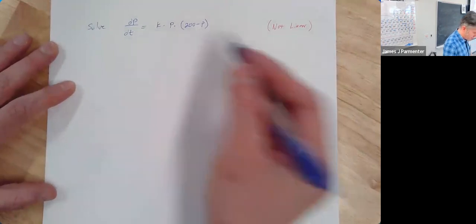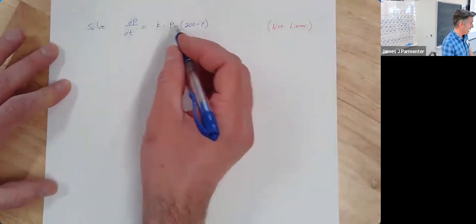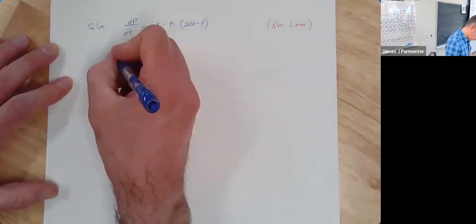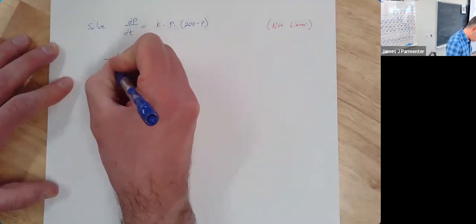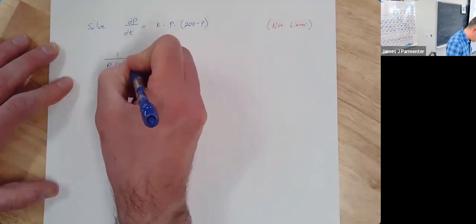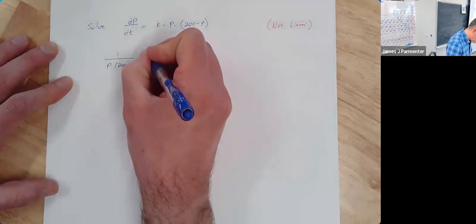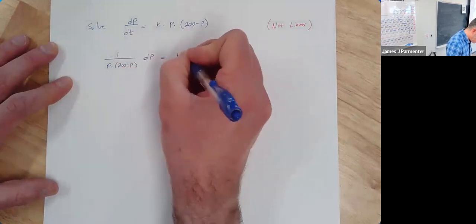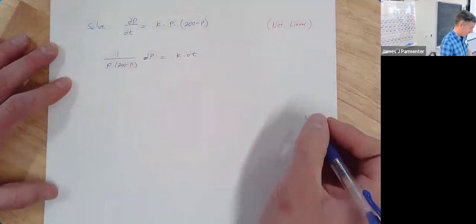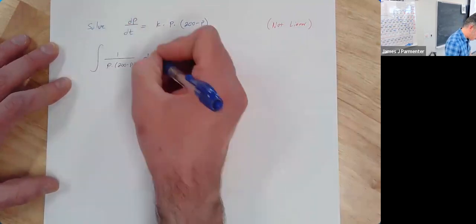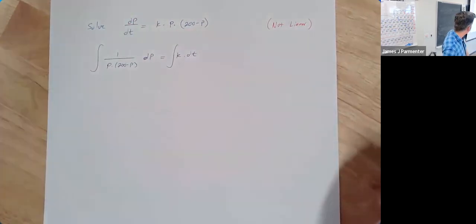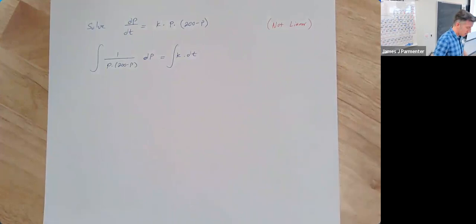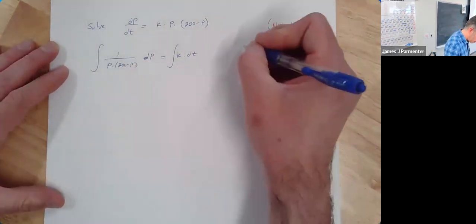So I'm going to bring all my P's over to the left. I'm going to divide by P and (200 minus P). So 1 over P times (200 minus P) dP is equal to k dt. And then we're going to integrate both sides. The bummer about integrating the left-hand side is it requires partial fractions. We did learn that last quarter, but we didn't spend a whole lot of time on it. So we definitely need partial fractions.